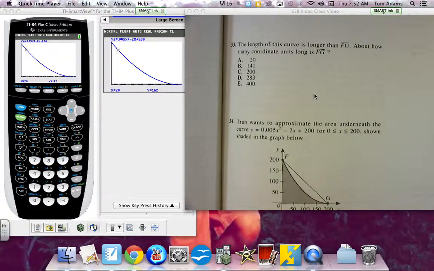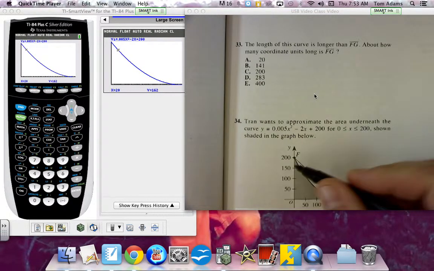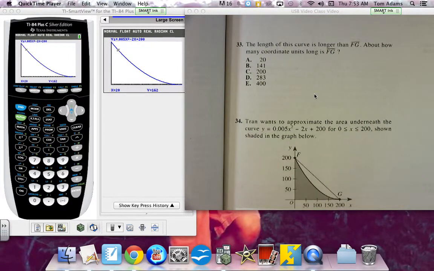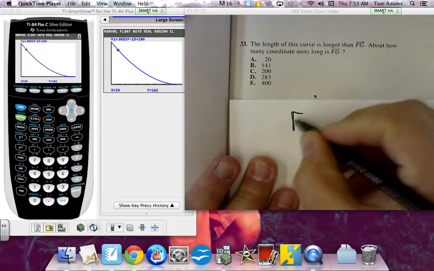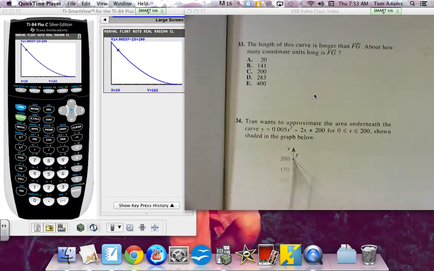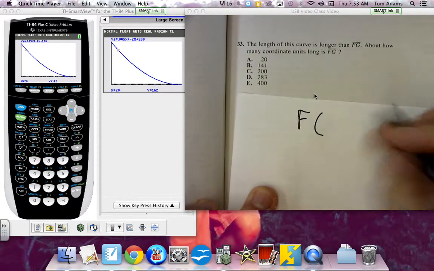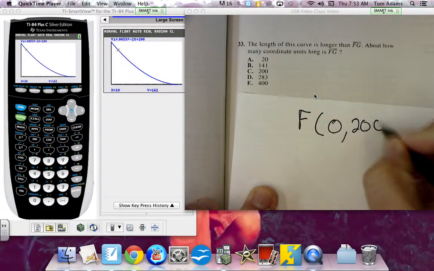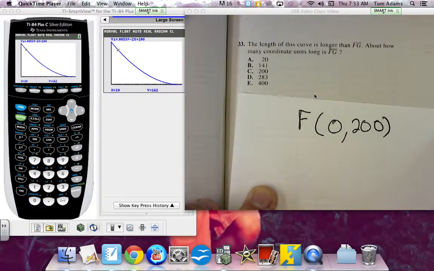So now we can find the distance of FG by looking at the coordinate points. And it's not real hard. There's two ways you could do it. One is you could do the distance formula from F to G, right? So we see that F is at the point 0, 200. And we see that G is at the point 200, 0, right?